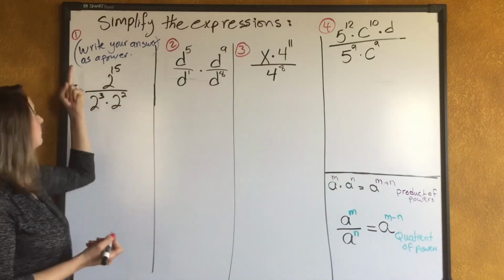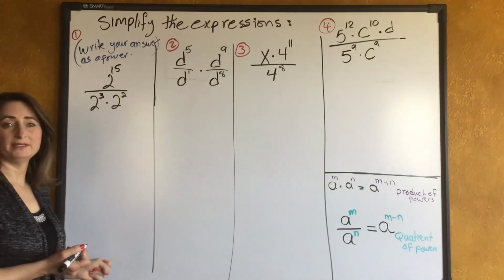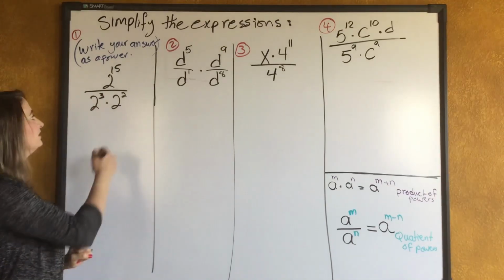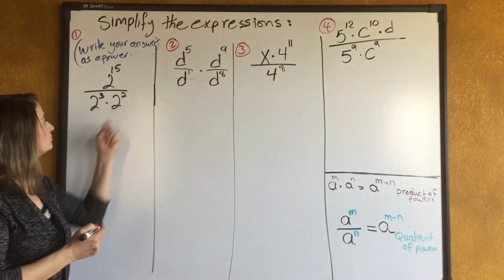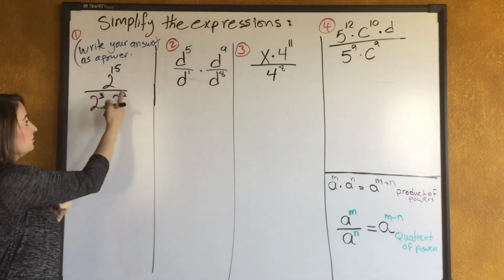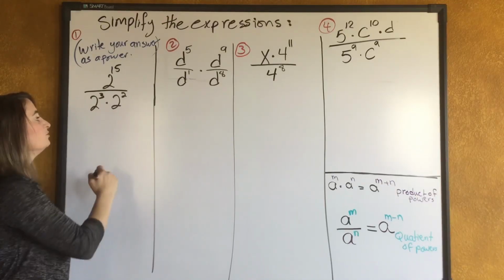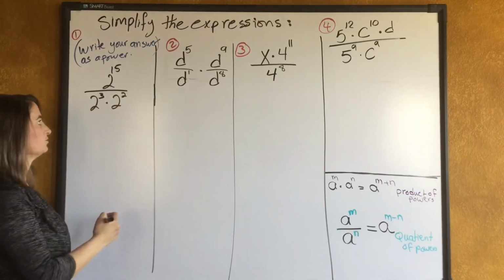So let's see how that works. The first one: write your answer as a power. So at the end, I want to see the number written in power form. 2 to the power of 15 divided by 2 to the power of 3 times 2 to the power of 2. You do have division, but you also have multiplication.